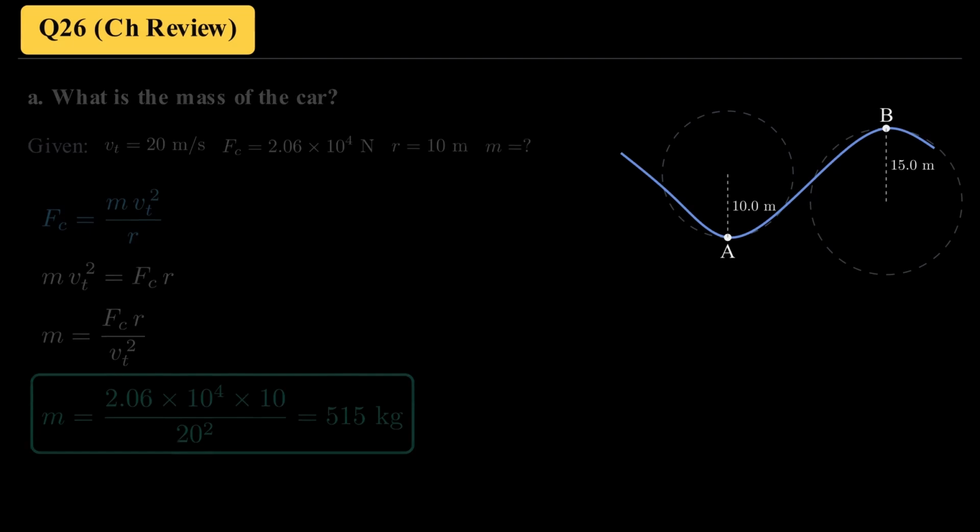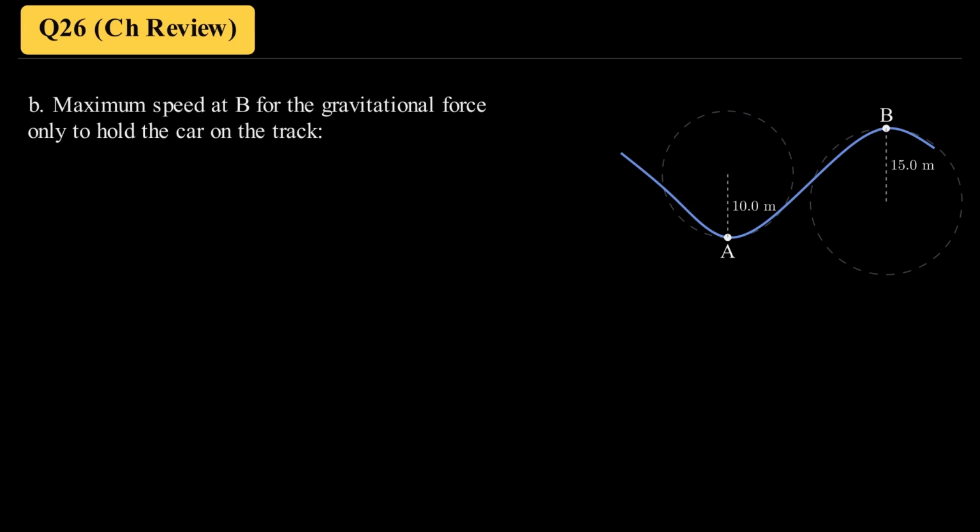Now part B is a new idea. It says, what is the maximum speed that the car can have at point B for the gravitational force to hold it on the track? Now we know that for part B radius is equal to 15, and you also have to remember that Fc is equal to Fg here. Why? Because it says at point B, for the gravitational force only to hold it back. So here Fc is going to be equal to Fg.